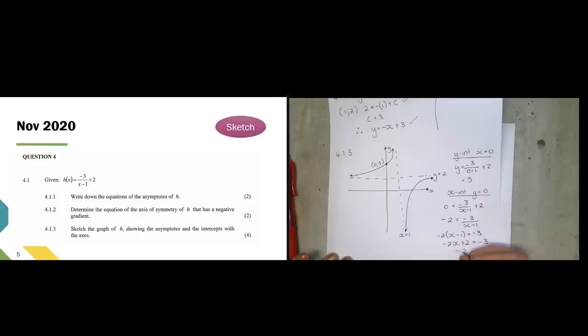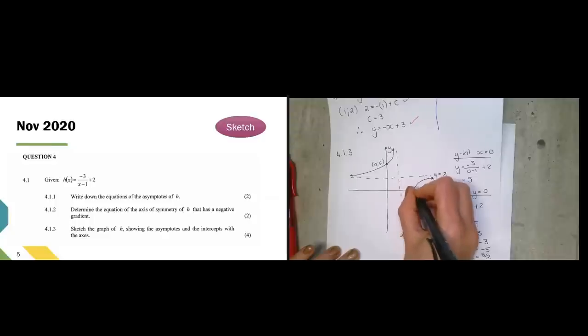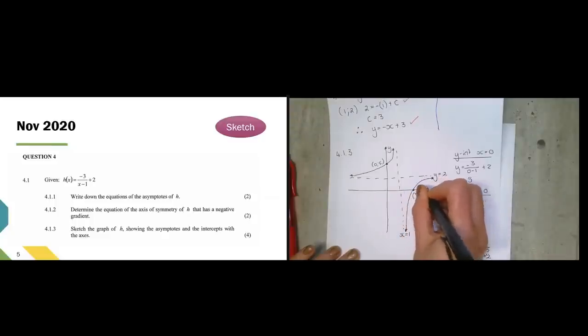I can solve this equation, and x works out to be 5 over 2, or 2.5. So that coordinate: x is 5 over 2 and y is 0. 4 marks. Where did the 4 marks go?